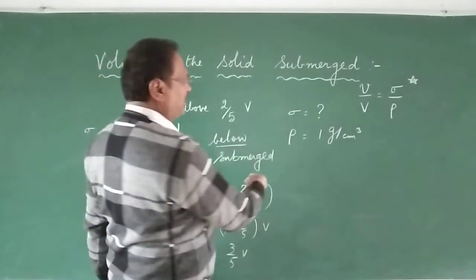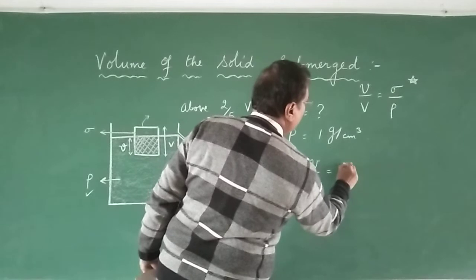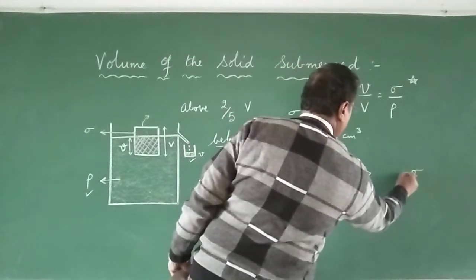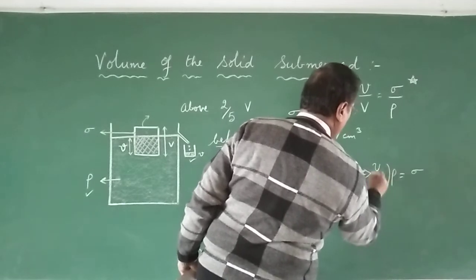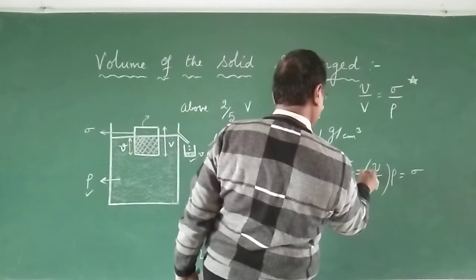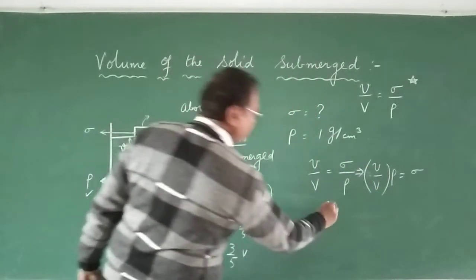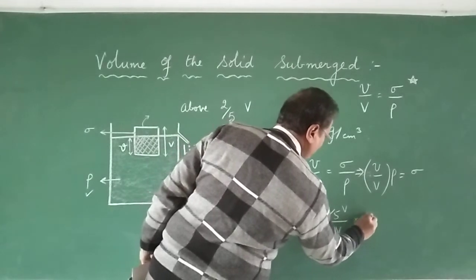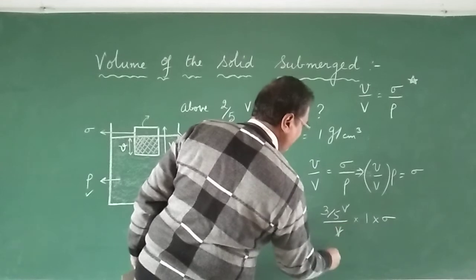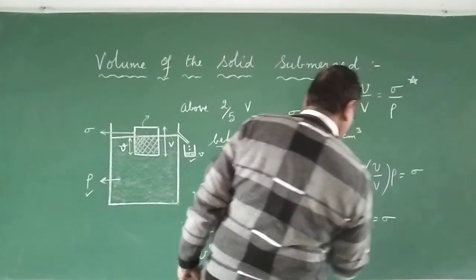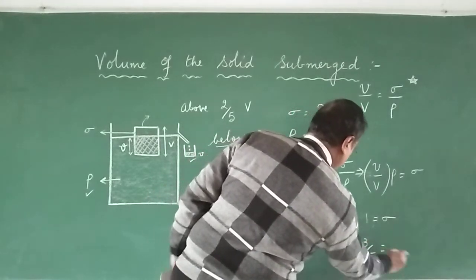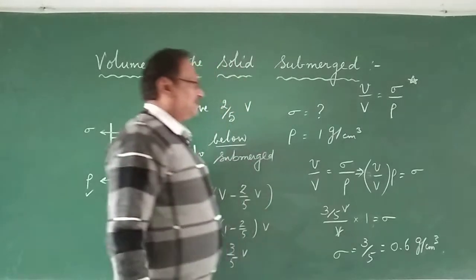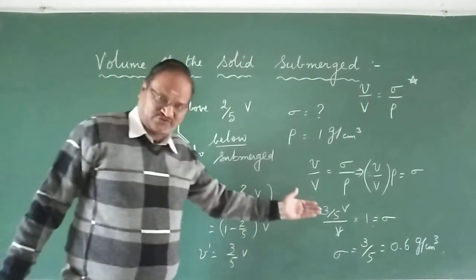Now it's very simple, we can do it. The formula is v upon V is equal to sigma upon rho, and we need to calculate sigma. So sigma is equal to v upon capital V times rho. Here v is 3 by 5 V, upon capital V, the total volume, times rho, which is 1. V gets cancelled, so sigma is equal to 3 by 5, which is nothing but 0.6 gram per cubic centimeter. This is the density of wood.